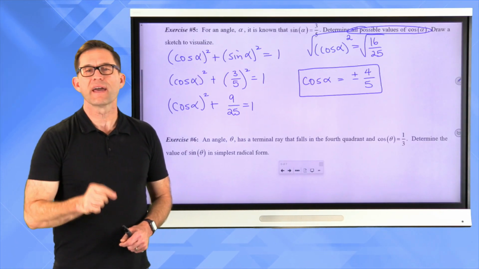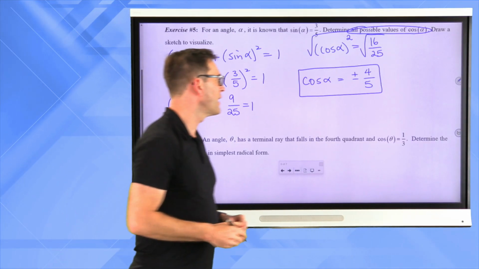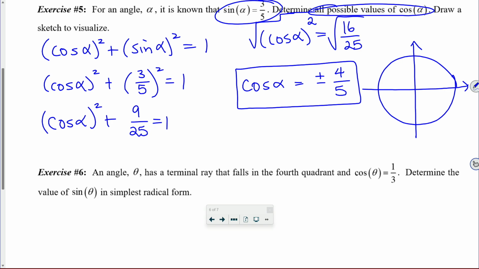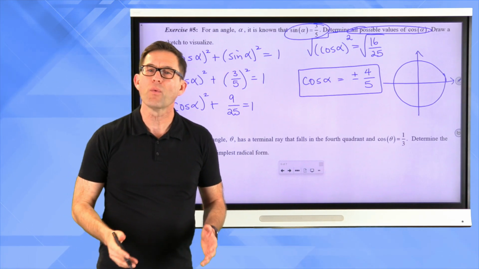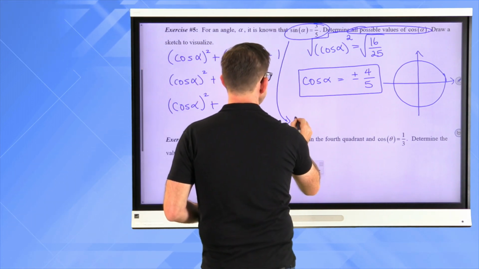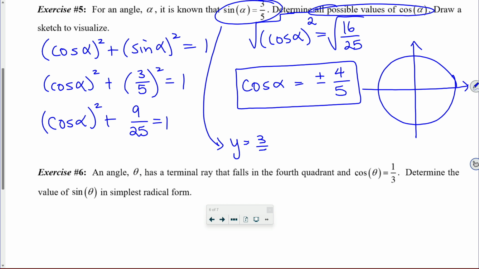Now it says draw a sketch to visualize. Here's what I mean by that. If I draw a small sketch, because that's all I have the room for, of the unit circle, I know that the sine of alpha is 3/5. What does that mean? Well, sine is the y coordinate. So this is saying to me, on the unit circle, y is equal to 3/5. Well, we know up here, y is equal to 1, 0, 1.